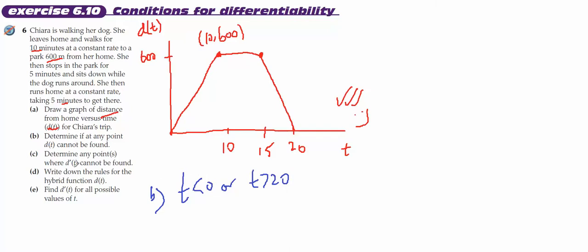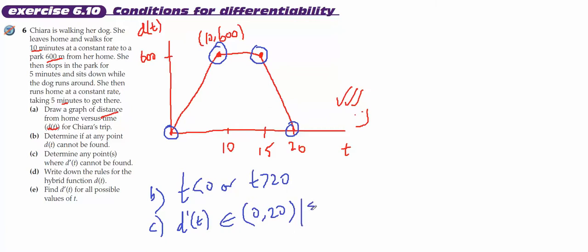Determine if any derivative cannot be found. Okay, in part C, the derivative, so d dash of t, cannot be found at sharp joins, so it cannot be found here or here, and it can't be found at endpoints here or here. So d of t can be found from 0 to 20, not including 0, not including 20, and I'm going to exclude 10 and 15. So that's where it can be found. Where it cannot be found: 0, 10, 15 and 20.